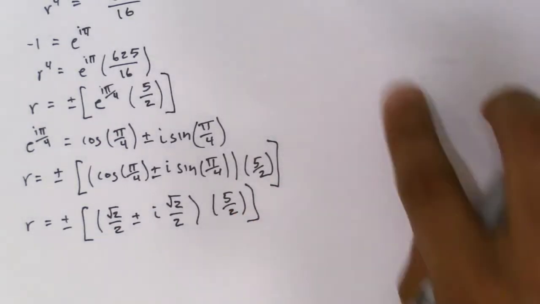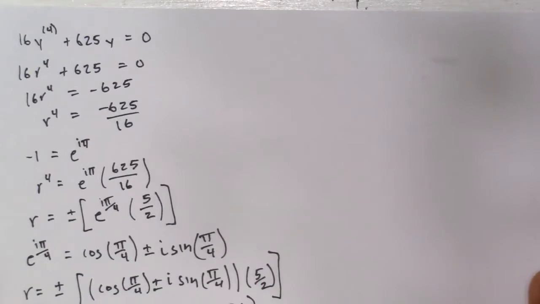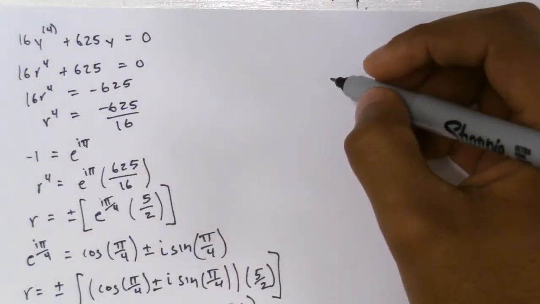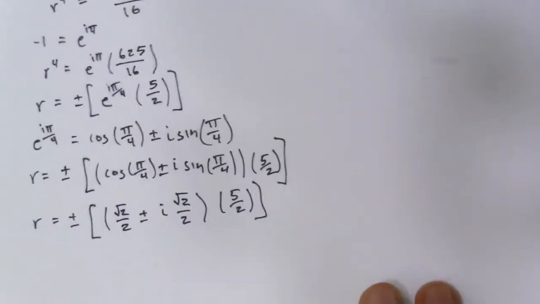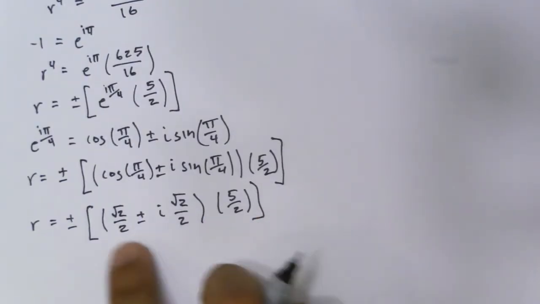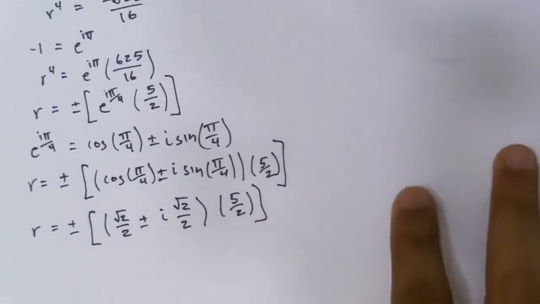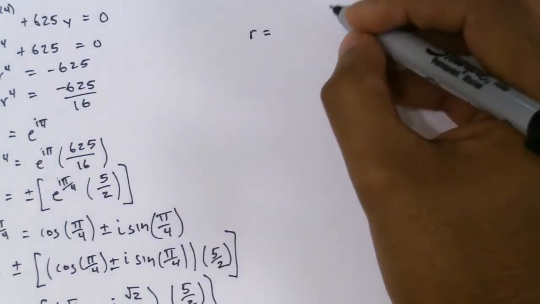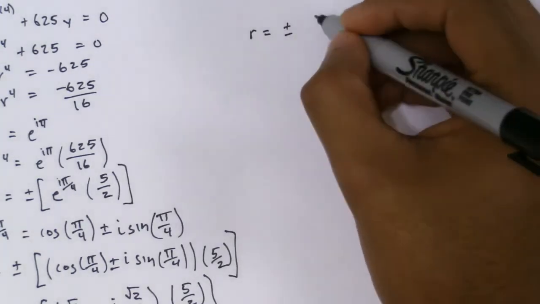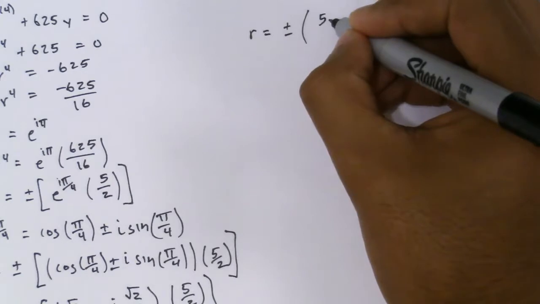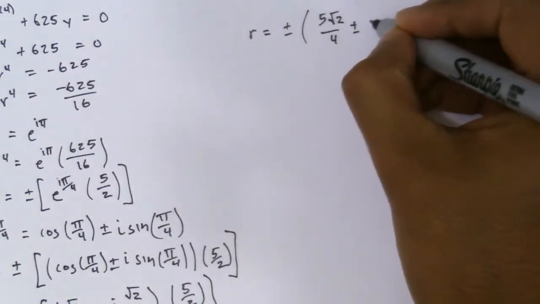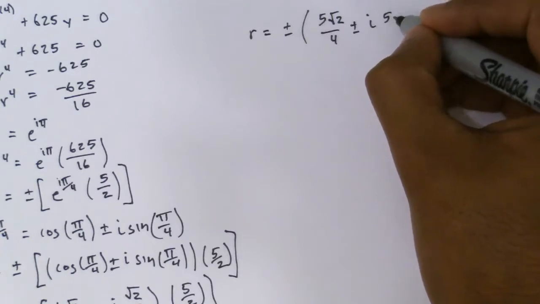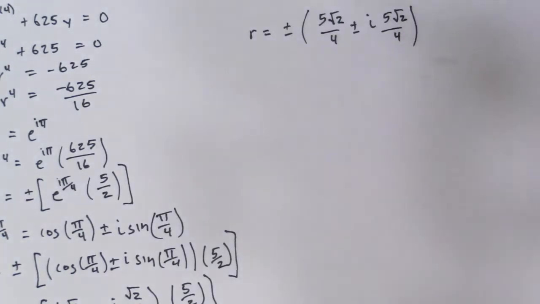Now I'm gonna move this up here so we could work with something manageable. I'm gonna distribute this into here. Ignore the plus or minus. I'm just gonna do regular multiplication. So here we go. We're gonna do r equals plus or minus, then we're going to do that, 5 square root 2 over 4 plus or minus i 5 square root 2 over 4. Now it's a very nice compact equation for the roots.